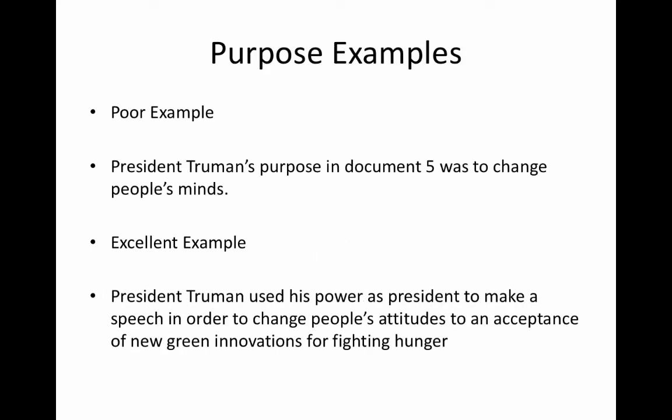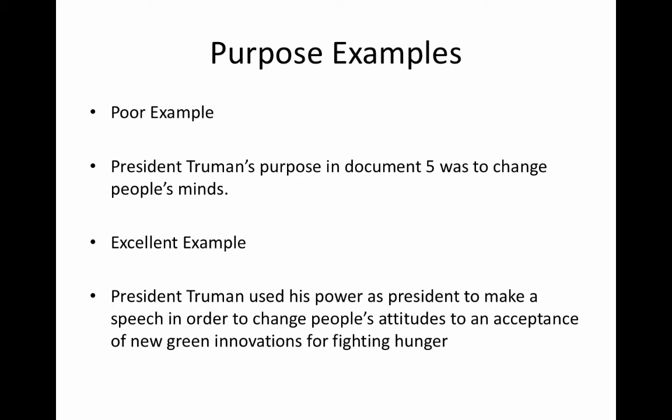So, purpose examples. I know this gets everybody confused because you're thinking, wait, didn't we just do purpose with point of view? But remember we talked about in class, sometimes a document's purpose is different from what the author's purpose was. So here's a poor example. President Truman's purpose in document 5 was to change people's minds. Okay, at least I'm being told the author's name, and that this is about purpose, but this is really vague. It's not giving me anything specific. It's very underdeveloped.